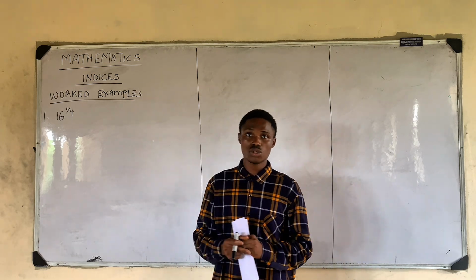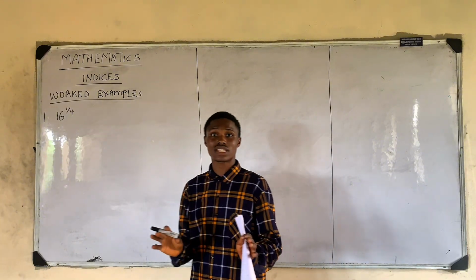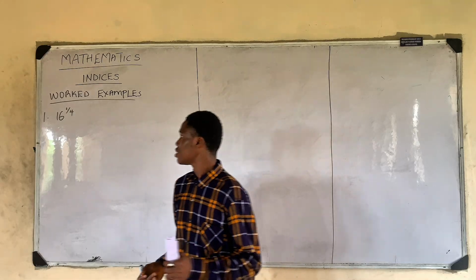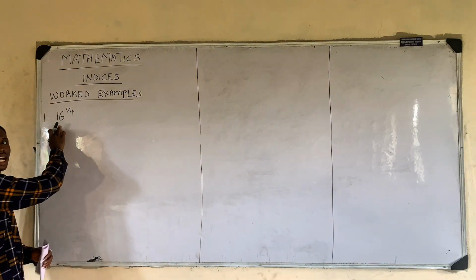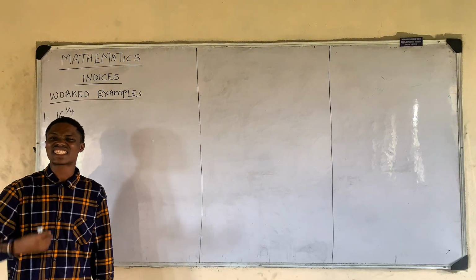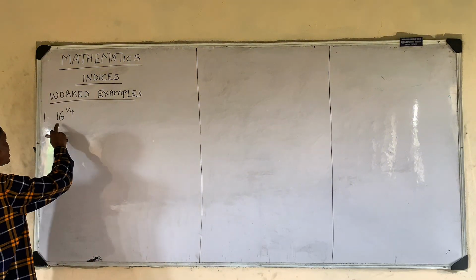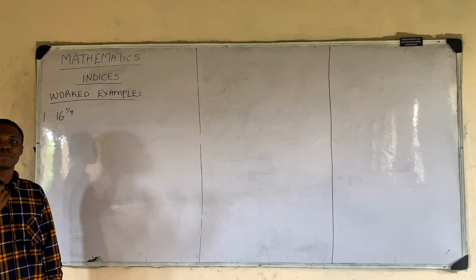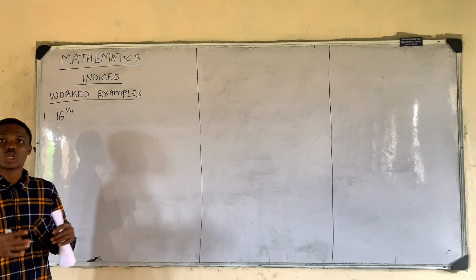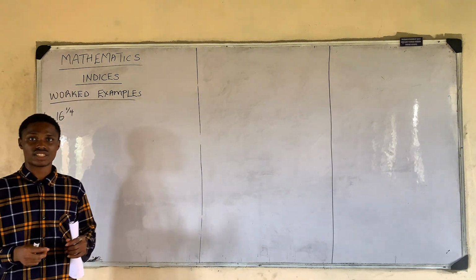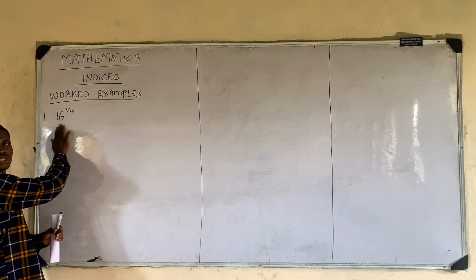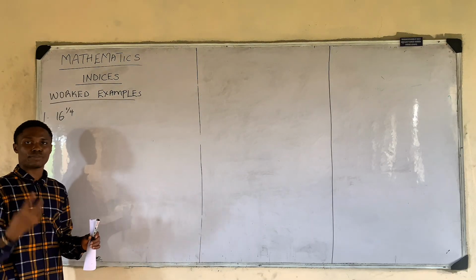So you have to use your head and find the solution. If you don't want to waste time solving this particular question, what do you do? Now let's go. This 16, you are going to break it down to an index form, to its simplest form. Make sure that you break it down such that the base number is a prime number.